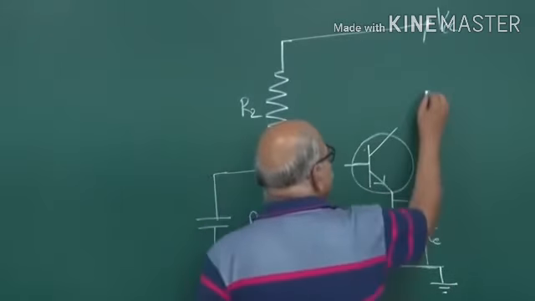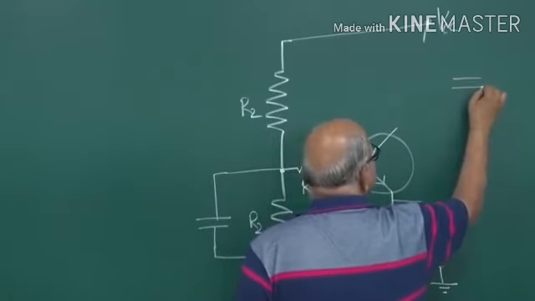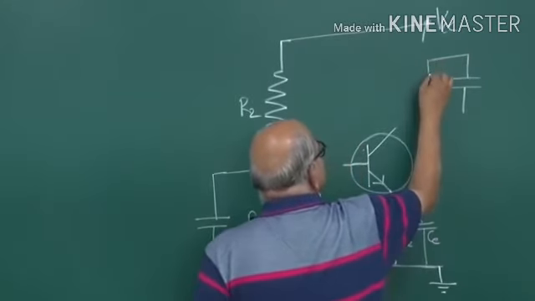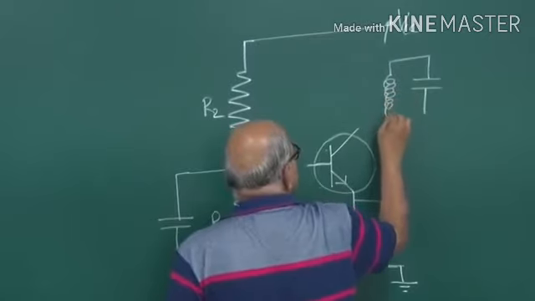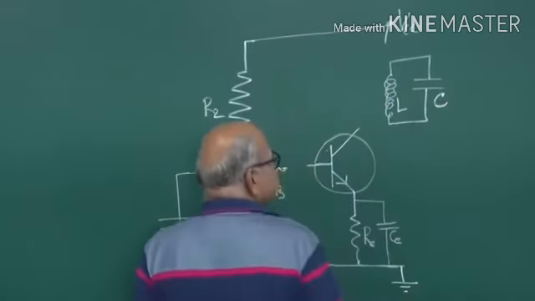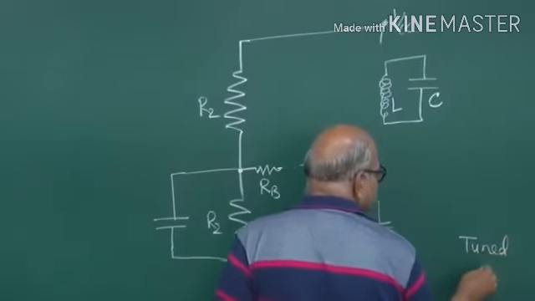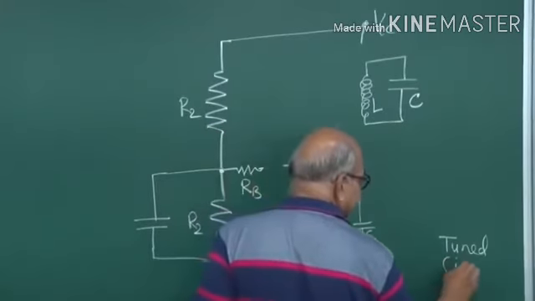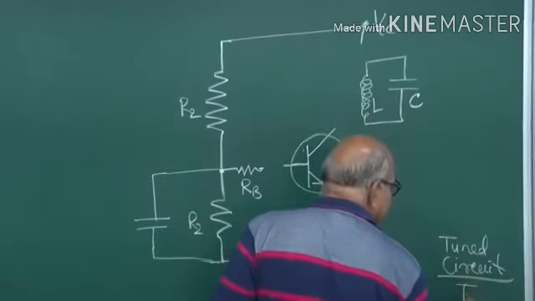And here it goes to, let us say, a capacitor here, and then you have this inductance here. So this is that LC circuit, tuned circuit, frequency selective circuit, also known as tank circuit or tank.